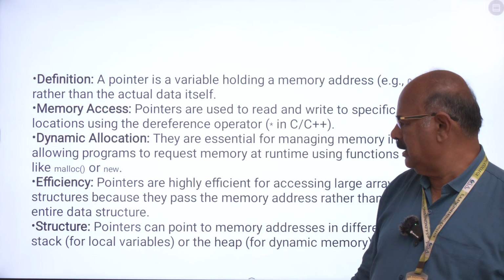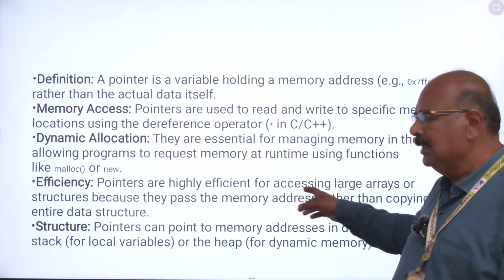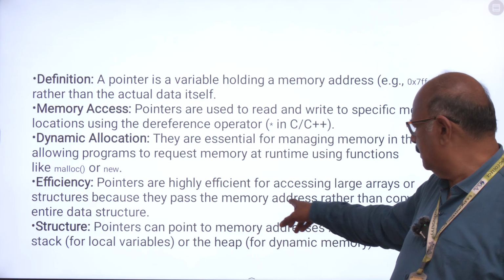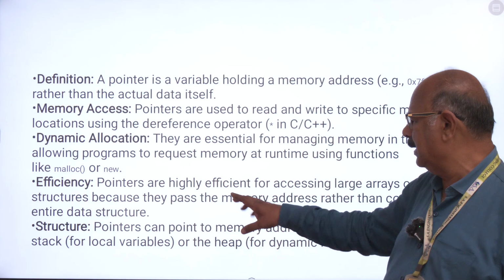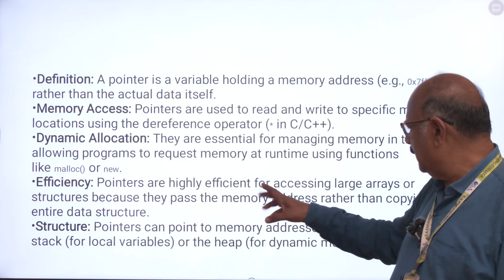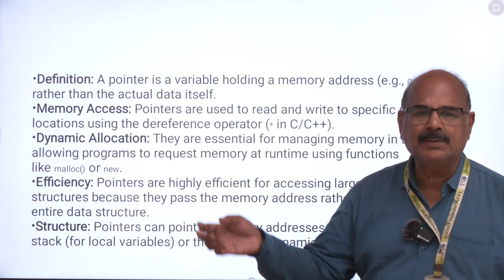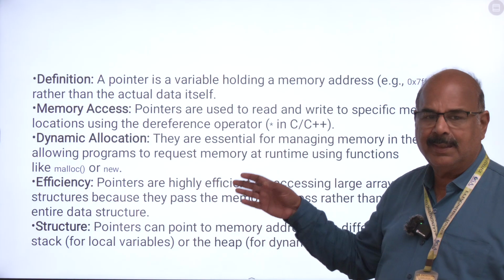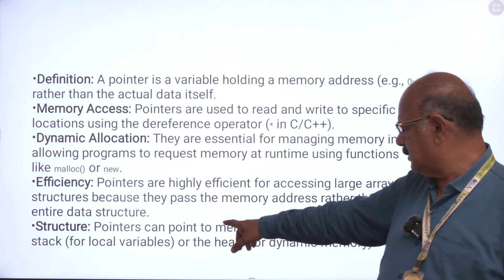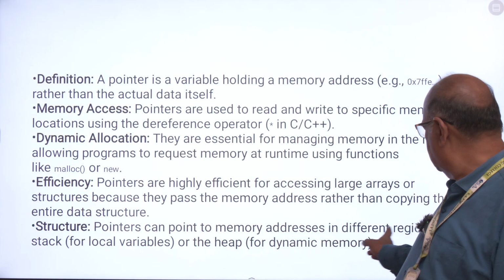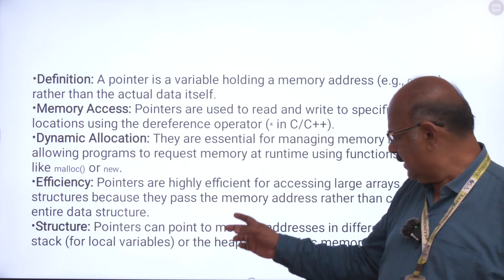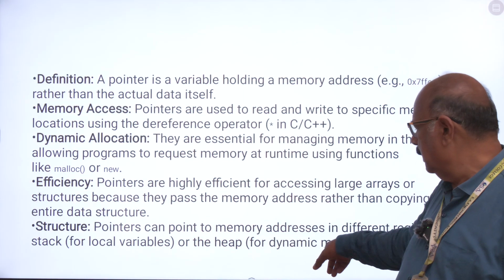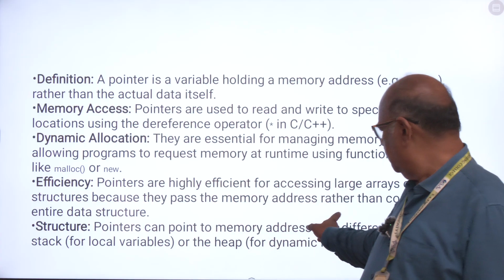Efficiency: what is the efficiency of the pointer? Pointers are highly efficient for accessing large arrays or structures because they pass the memory address rather than copying the entire data. It gives the user the memory address instead of copying the entire data structure. Pointers can point to memory addresses in different regions, particularly the stack or the heap. The stack is for local variables, and the heap is for dynamic memory.